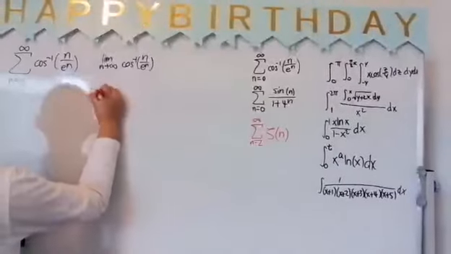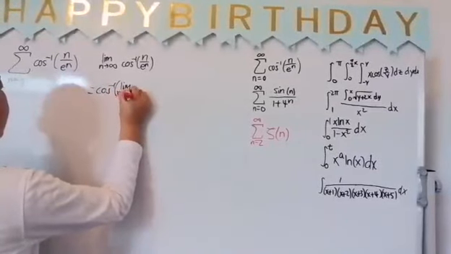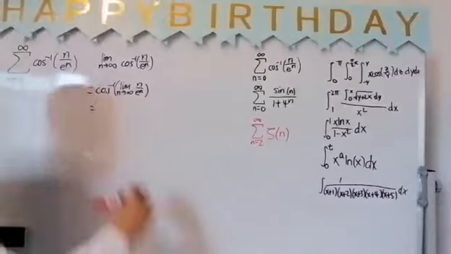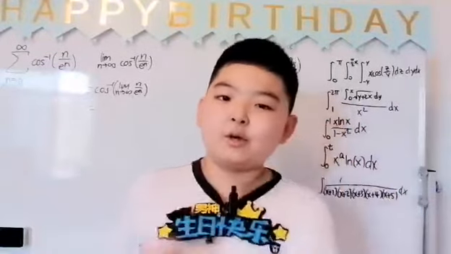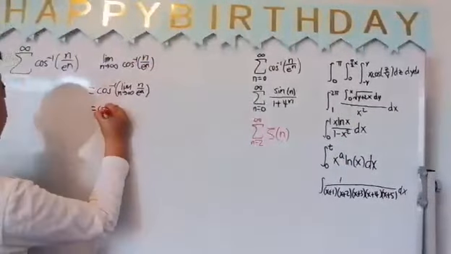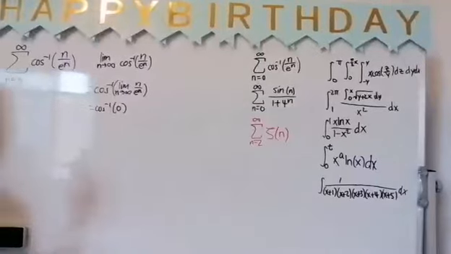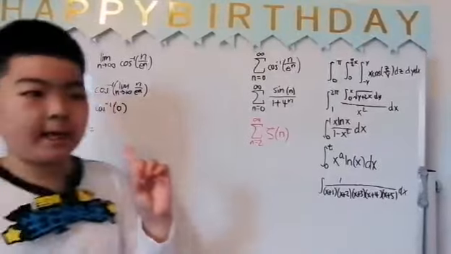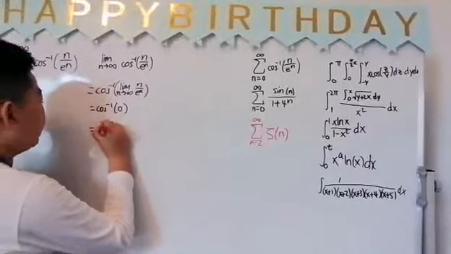We've got this equals inverse cosine of the limit as n approaches infinity of n over e to the n, which is just 0 in this case because the exponential function goes much faster than the polynomial function. So we get the inverse cosine of 0, which is pi over 2.